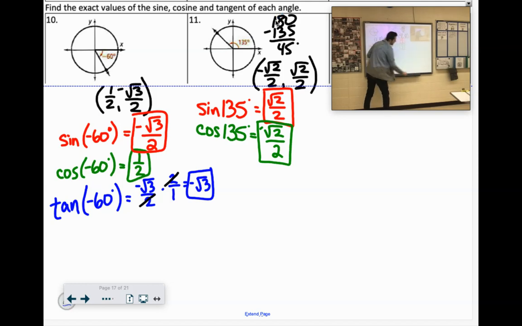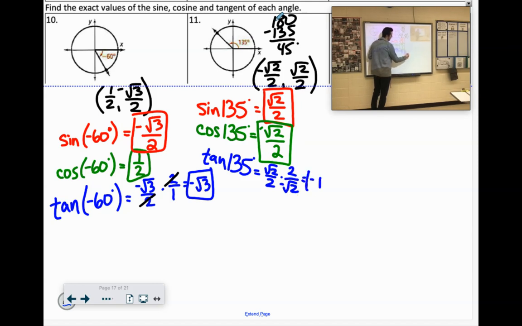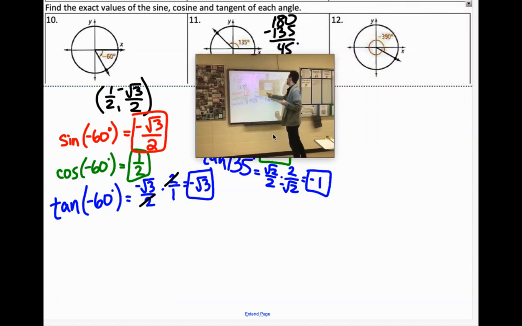And then the tangent, if you did root 2 over 2 divided by root 2 over 2, it's just 1. But one of these is negative, so it'll come out to negative 1. If you want to see the work for it, you could say y over x, so root 2 over 2 times 2 over negative root 2, which comes out to negative 1. All right, one more of those.